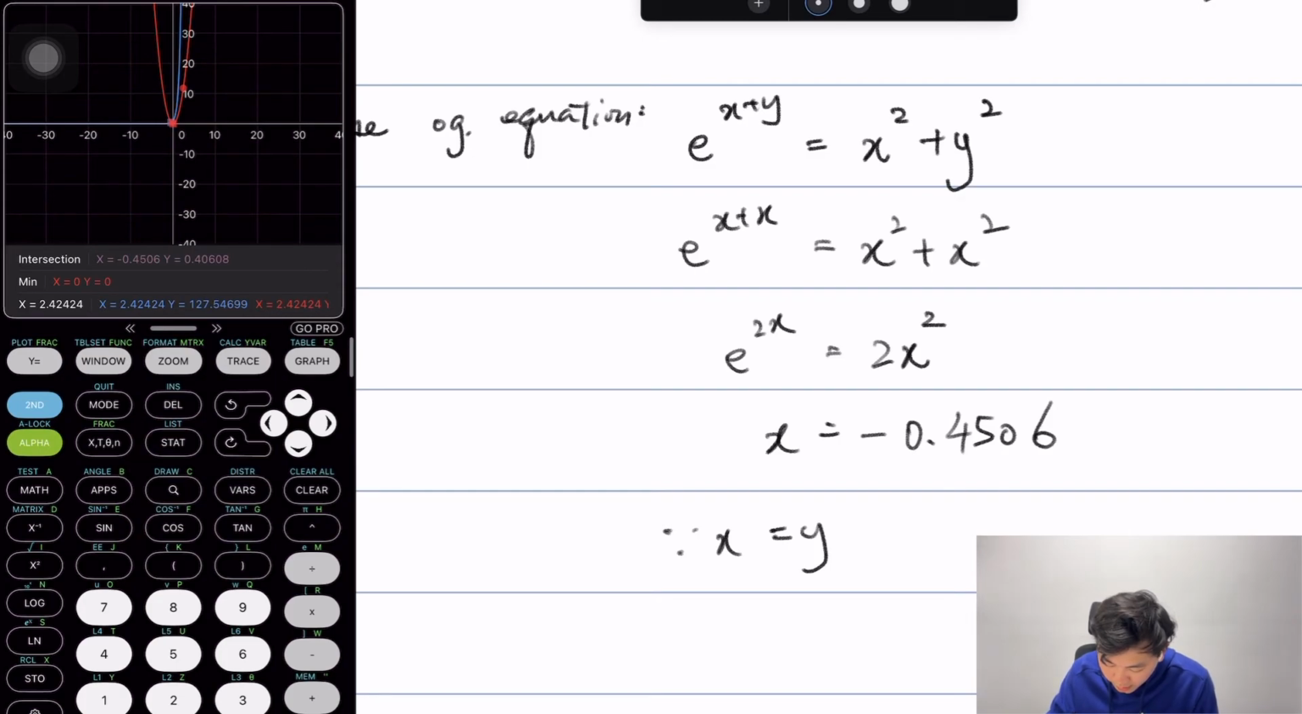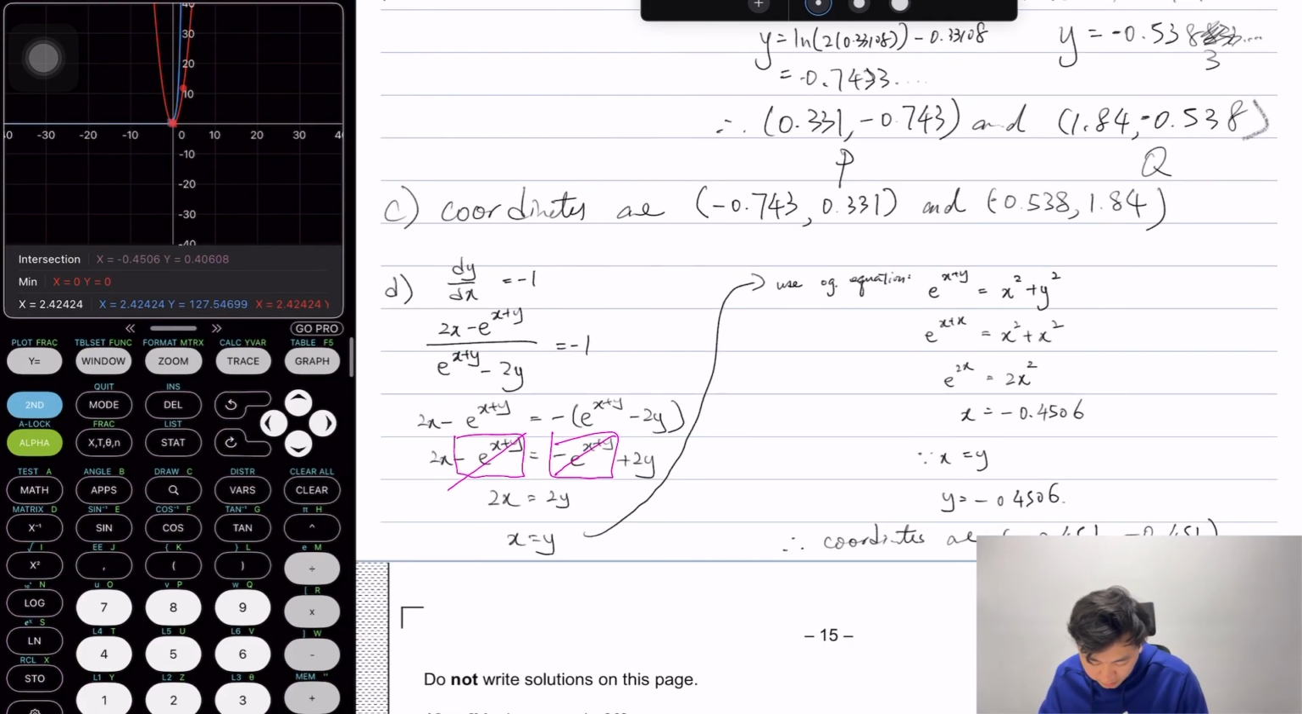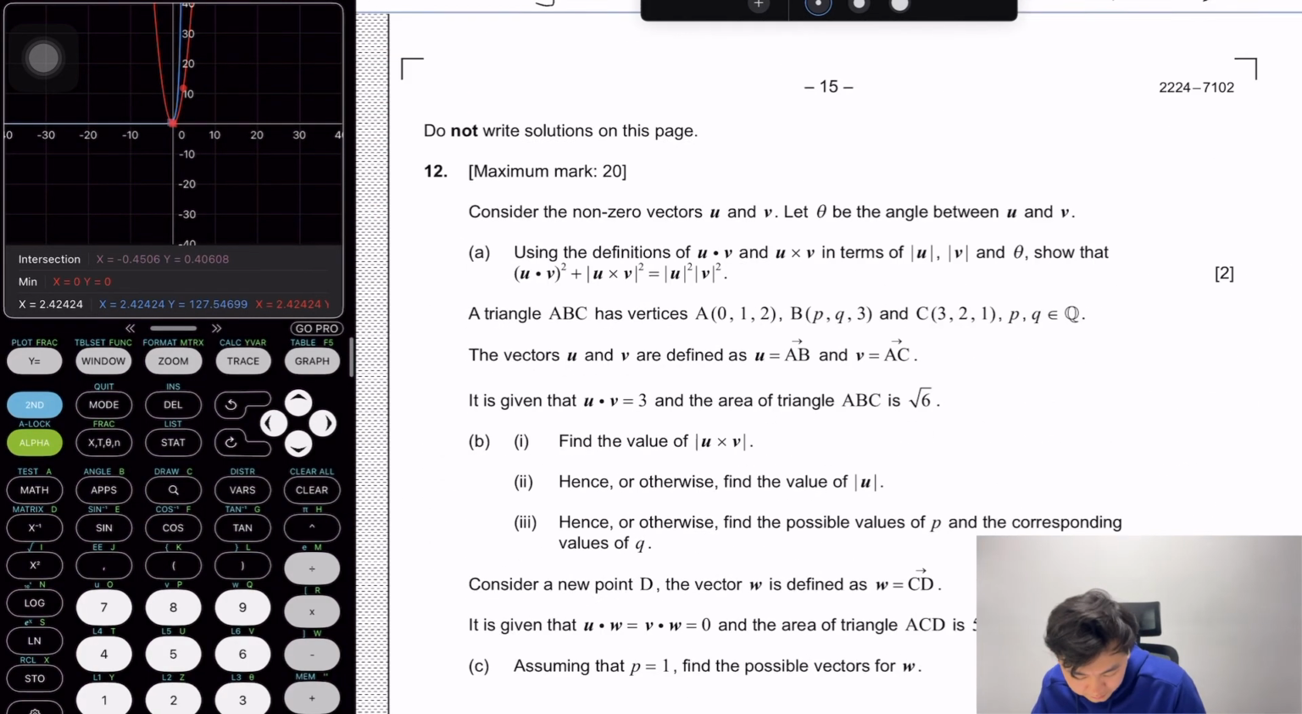Since we have the conclusion that x equals y, that means the y also equals -0.4506, okay? So therefore, the coordinates are -0.451 because of three significant figures, and -0.451, okay? Now that's it for question 11, okay?